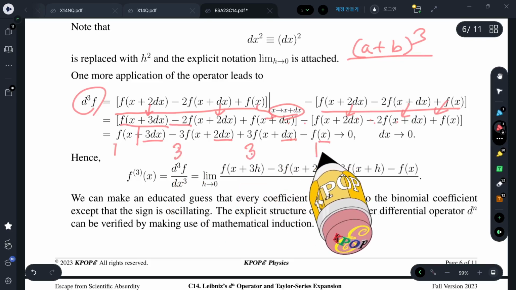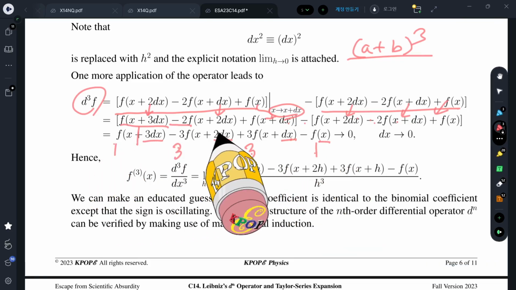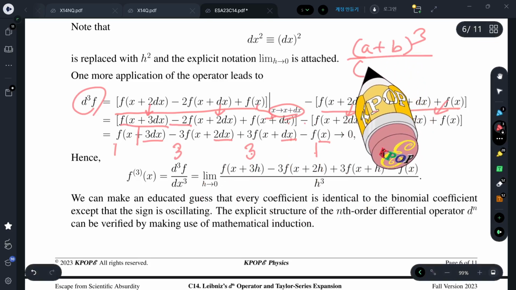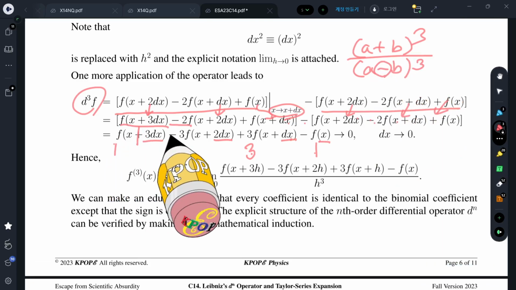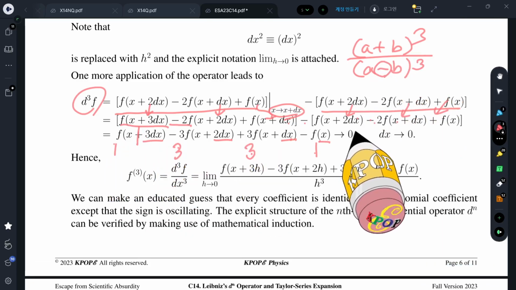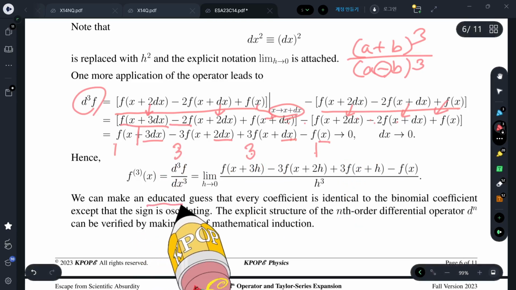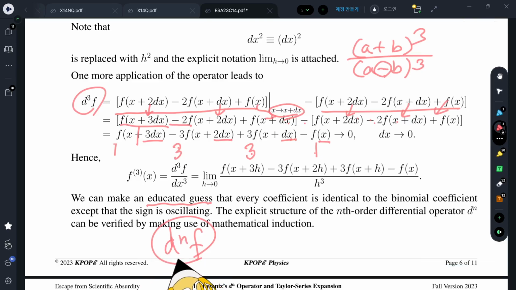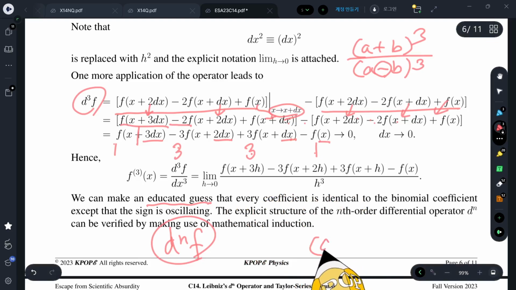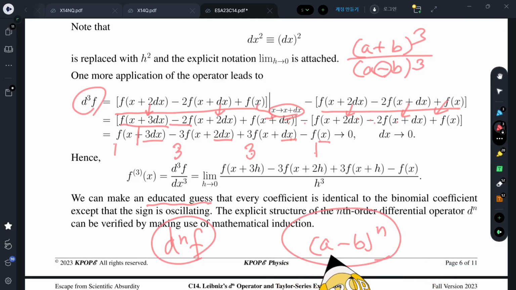These are binomial coefficients. However, these coefficients are not exactly equal to this, but exactly equal to this subtracted form. So we have an oscillating factor. So we can make an educated guess that this nth order derivative, this Leibniz dn operator, seems to be expressed with the coefficient that can be obtained by expanding this a minus b to the nth power. Okay, I hope so.